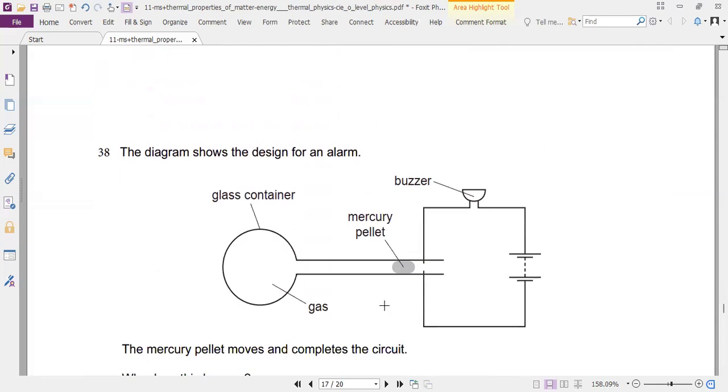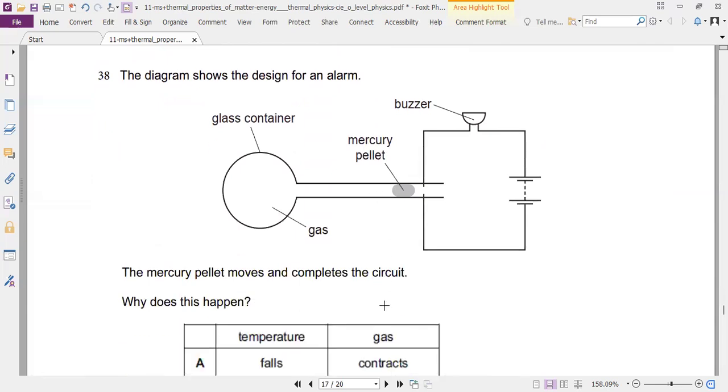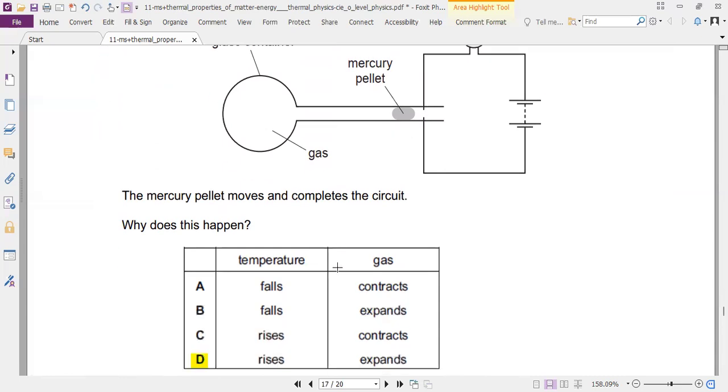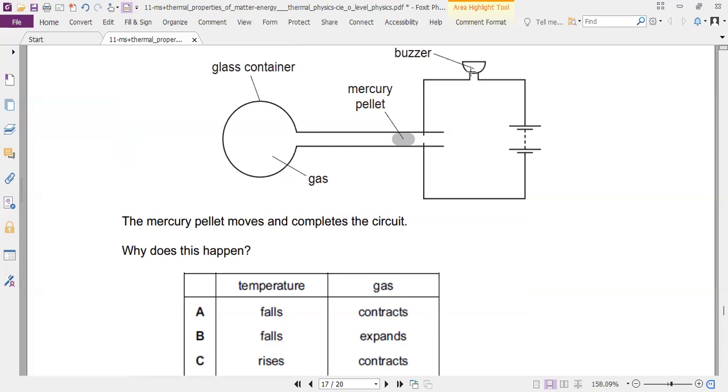So here we have a mercury pellet and a buzzer. It is an alarm, a smoke alarm, fire alarm. When the mercury pellet moves here, it completes the circuit. Why does this happen? Because the temperature rises and the gas expands, pushing the mercury pellet. The mercury pellet doesn't expand. It is just pushed by the gas because of the heat. And it goes here. Mercury is the conductor, so it makes the circuit complete and the buzzer alarm sounds.